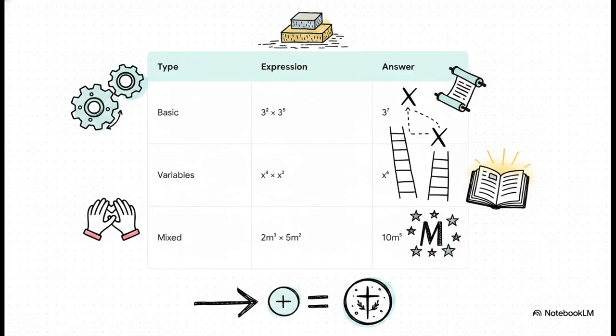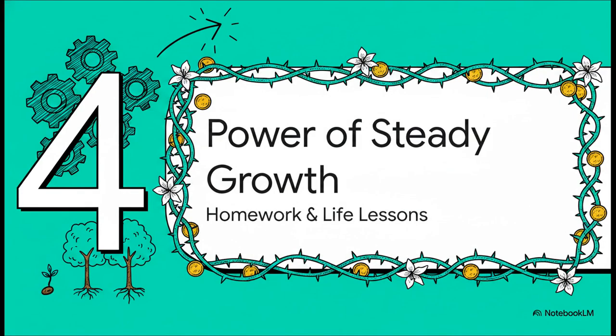And finally, row 3, mixed variables. Here, you just multiply the large numbers normally, so 2 times 5 is 10. But for the bases, you still just add the exponents, 3 plus 2. So you end up with 10m to the 5th. Piece of cake.